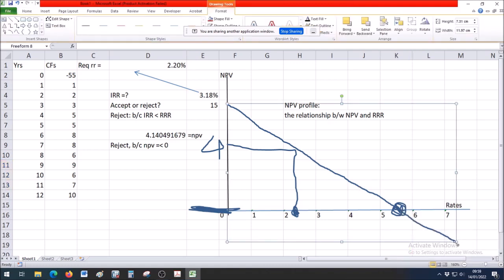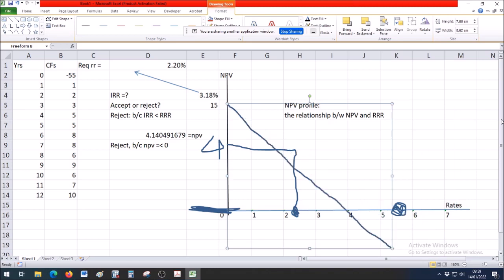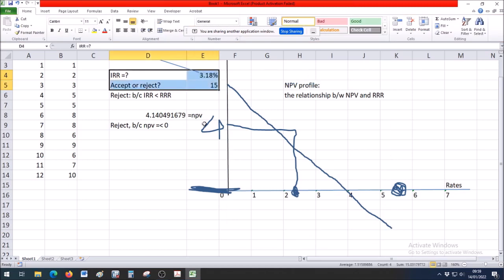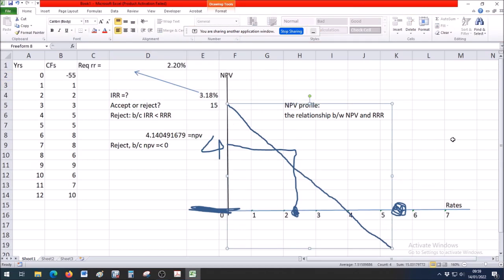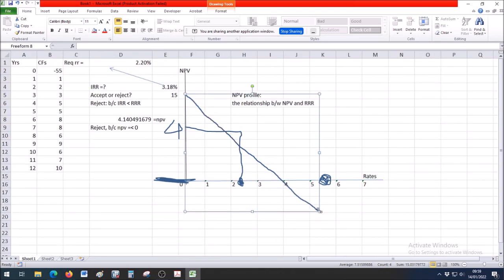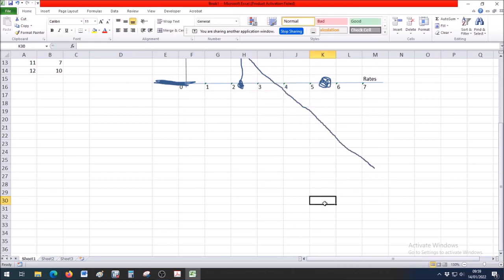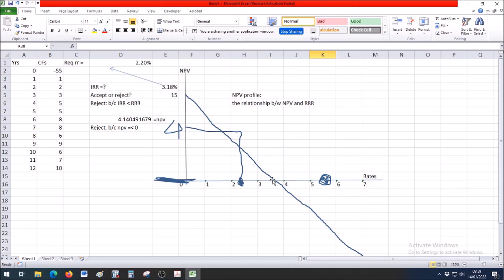I mean, my profile, of course, is not really correct. It probably should be something like that, because it's 0 at 3.18. Internal rate of return is 3.18. So if I were to draw this NPV profile correctly, it would look something more like that. NPV is at 0 when the rate is 3.18. So that's the main idea of internal rate of return.